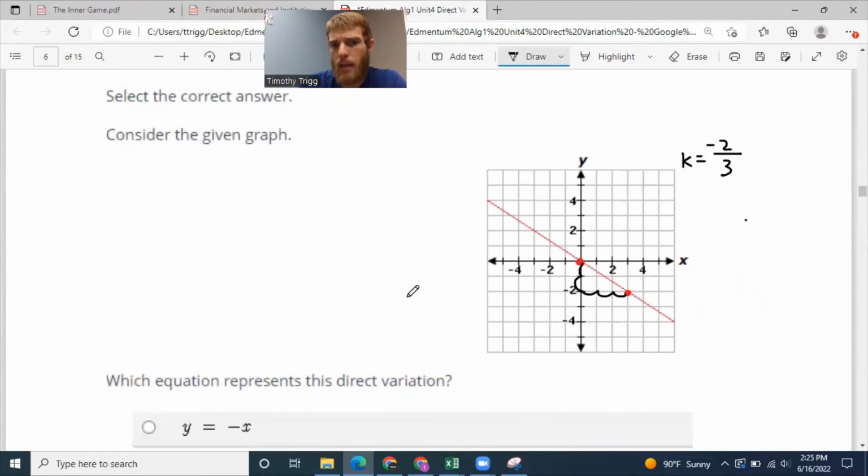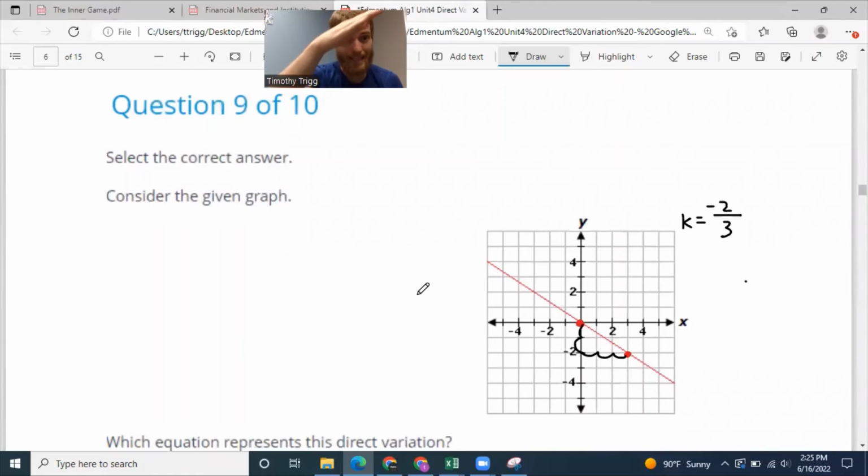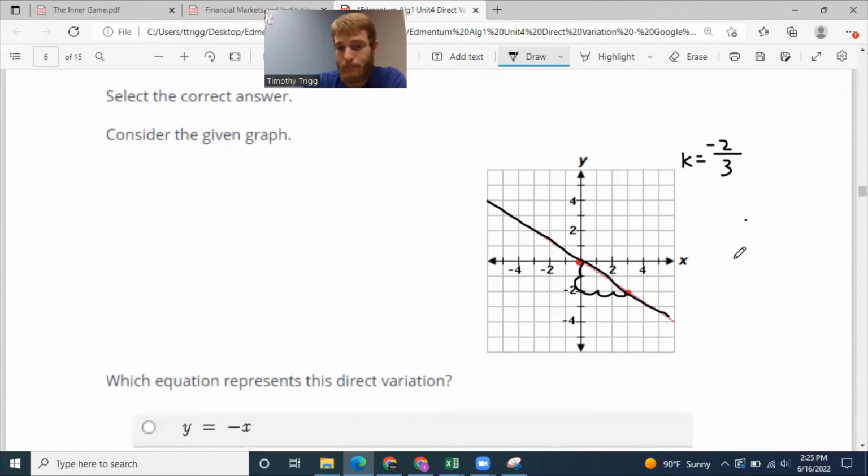I want to also point out that if your line is going downwards as you go from left to right, that tells you it has a negative slope. So this one for sure is going downwards as you go from left to right. So that's going to be a negative slope.